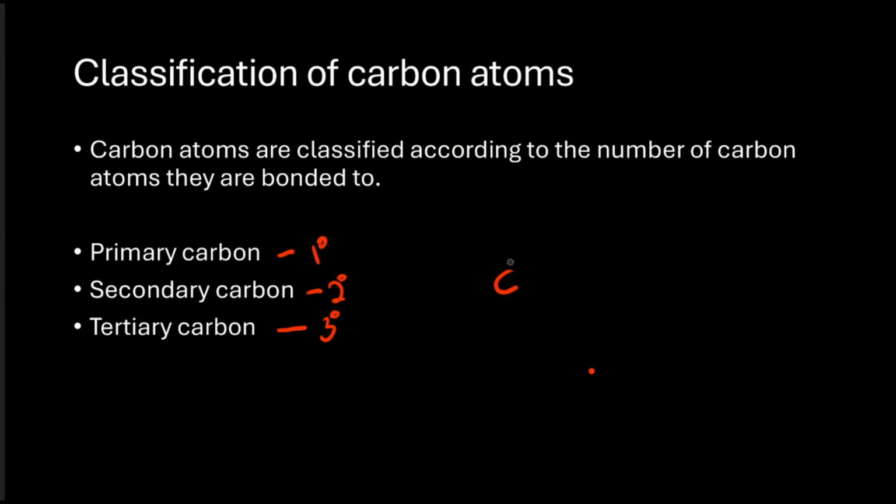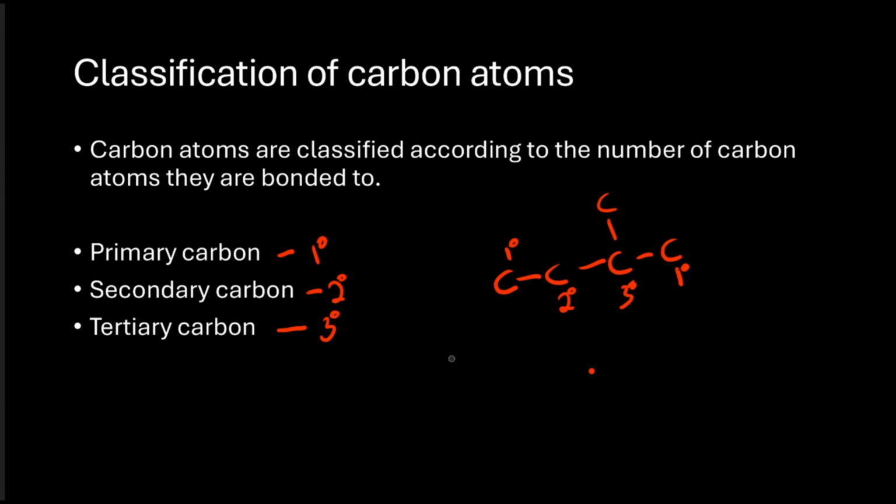So if we have a structure like this, let's try and identify the various classifications of carbon atoms in here. So we can see this very carbon atom is bonded to just one other carbon atom. So this is a primary carbon atom, and this carbon atom being bonded to two other carbon atoms becomes a secondary carbon atom. This particular one being bonded to three different carbon atoms is a tertiary carbon atom. And lastly, we have a primary carbon atom there.